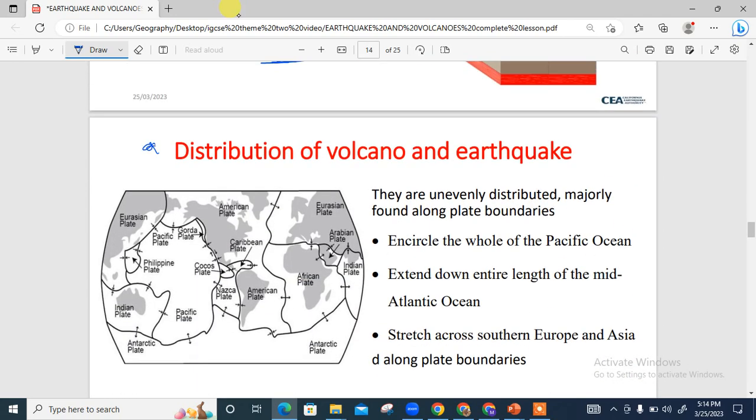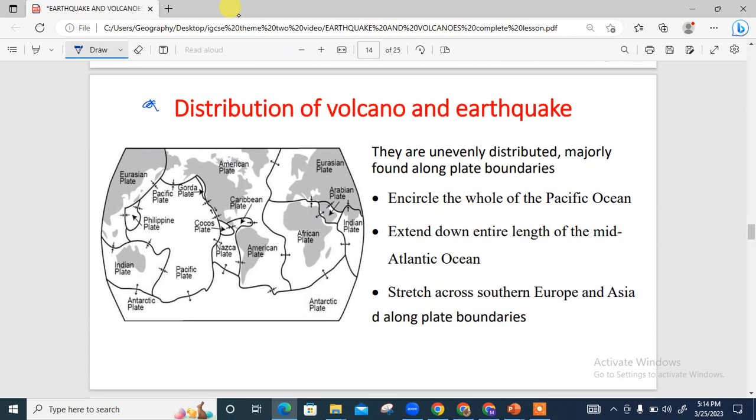Now, distribution of volcanoes and earthquakes. In IGCSE, one major thing I've observed over the years is that sometimes you get a question like this, and they'll ask you to identify which type of plate boundary is there. What you should do is look at the direction of movement of the individual arrows. In these arrows, you find that in this part, the two are moving away from each other. So this is the Antarctic plate and the Pacific plate moving away from each other, and if they are moving away from each other, it's a constructive plate boundary. So we have a constructive plate boundary here.